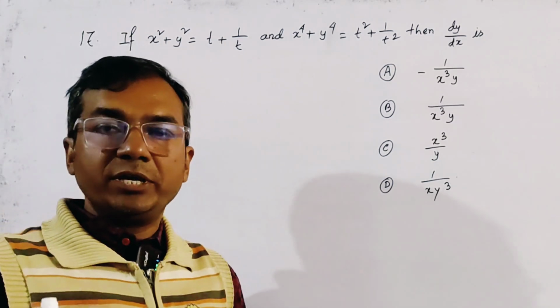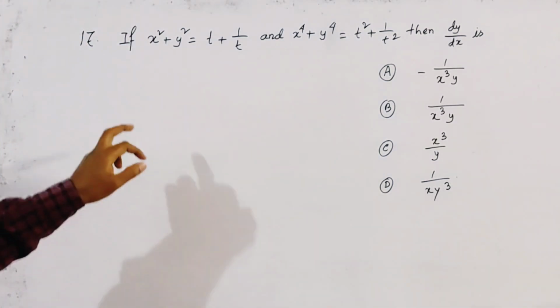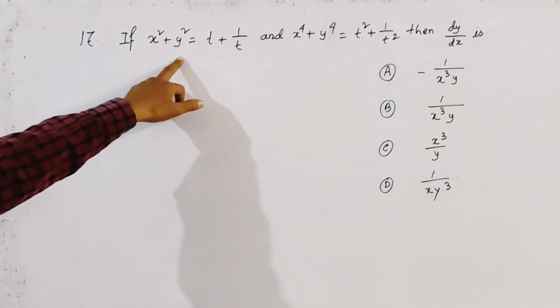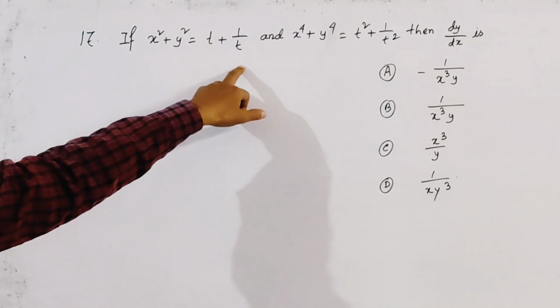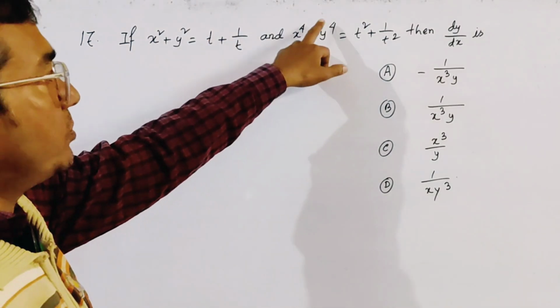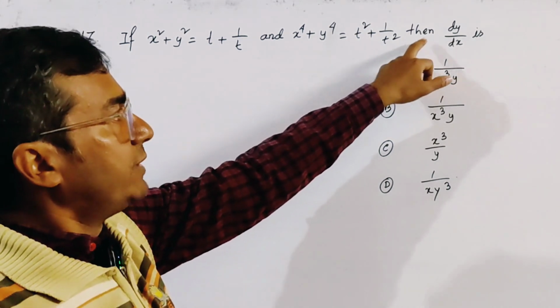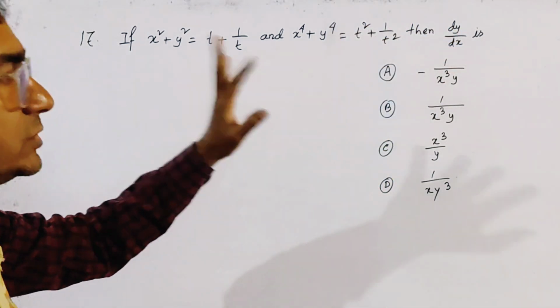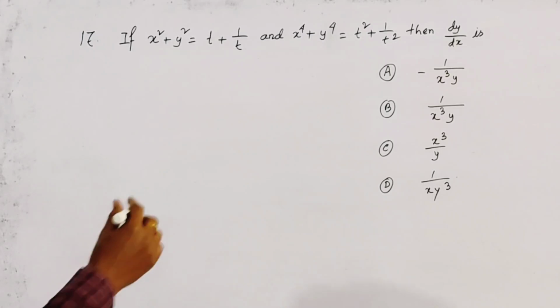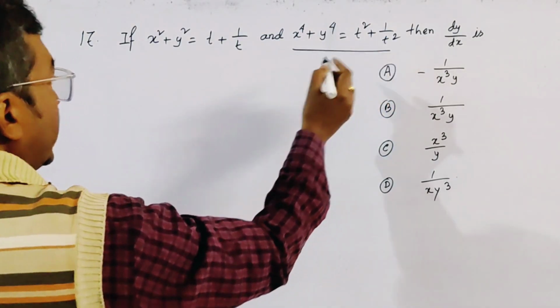A simple application of derivative: if x² + y² = (t + 1)/t, and x⁴ + y⁴ = t² + 1/t², then we have to find the value of dy/dx among the four options. Okay, now we start from here.